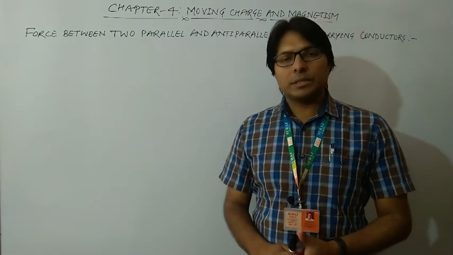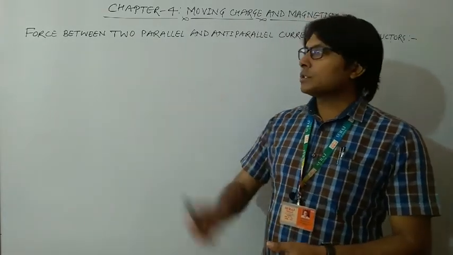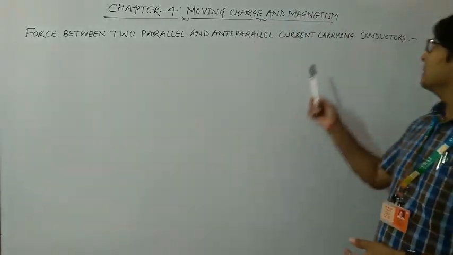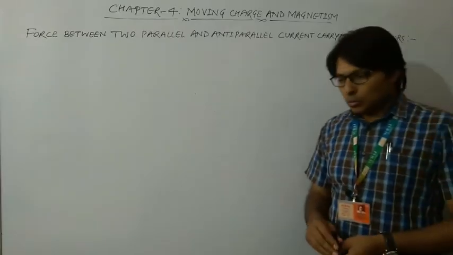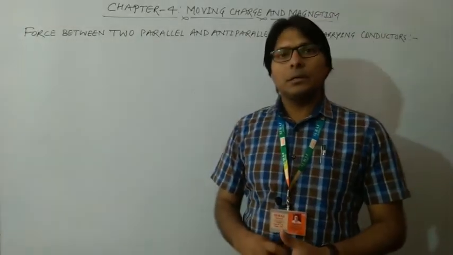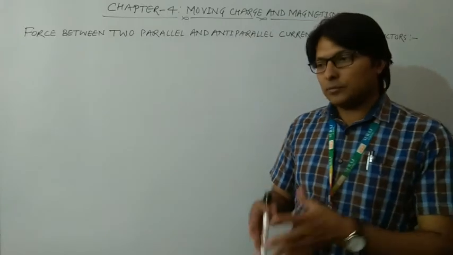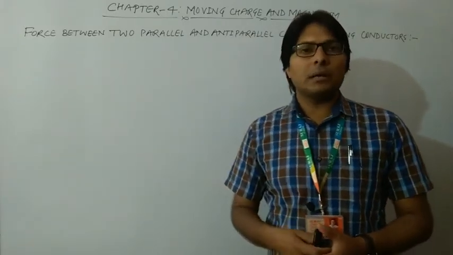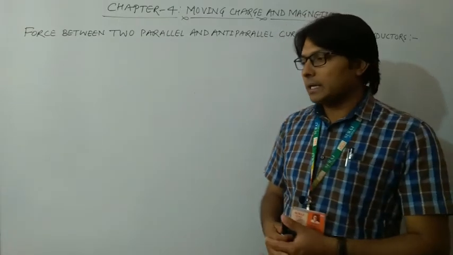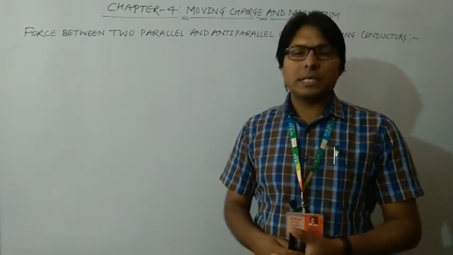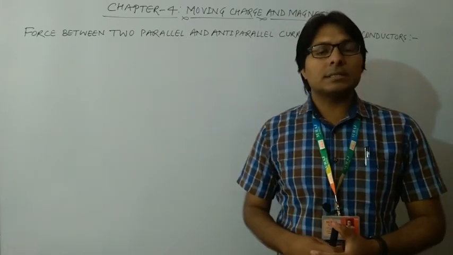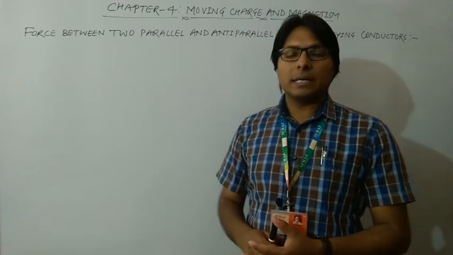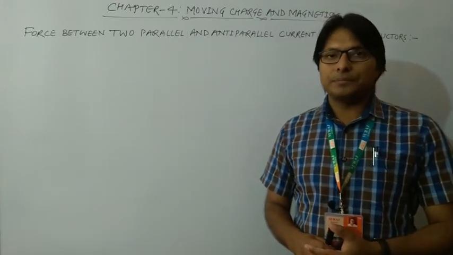Today our topic for discussion is force between two parallel and anti-parallel current carrying conductors. We will derive the formula for force per unit length and force exerted between the two parallel or anti-parallel current carrying conductors, and we will also discuss that two parallel current carrying conductors attract each other while the two anti-parallel current carrying conductors repel each other.